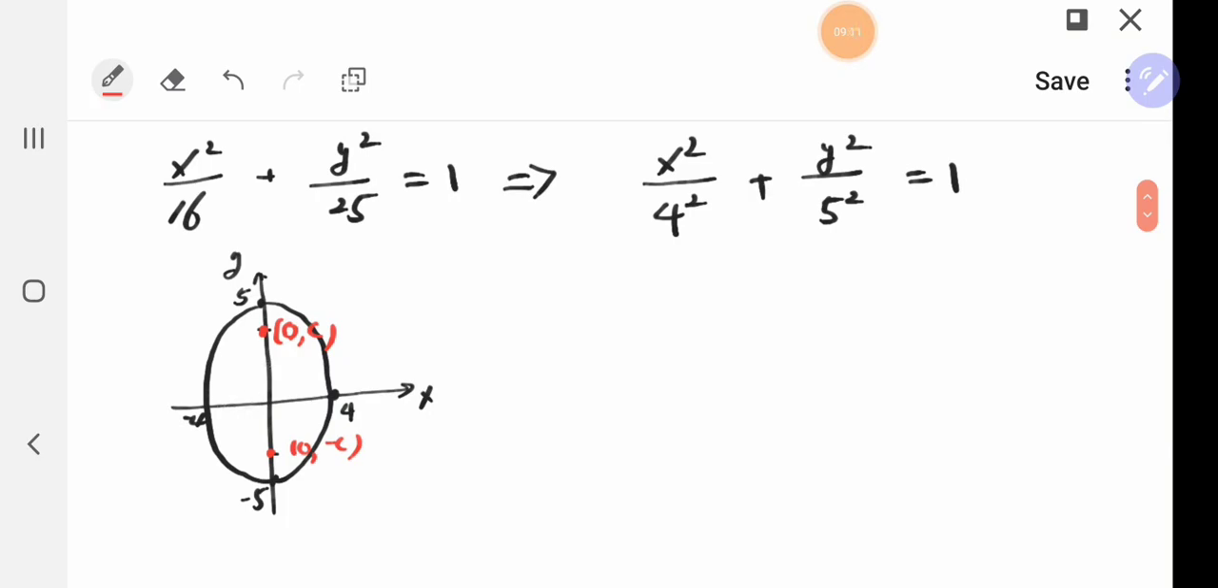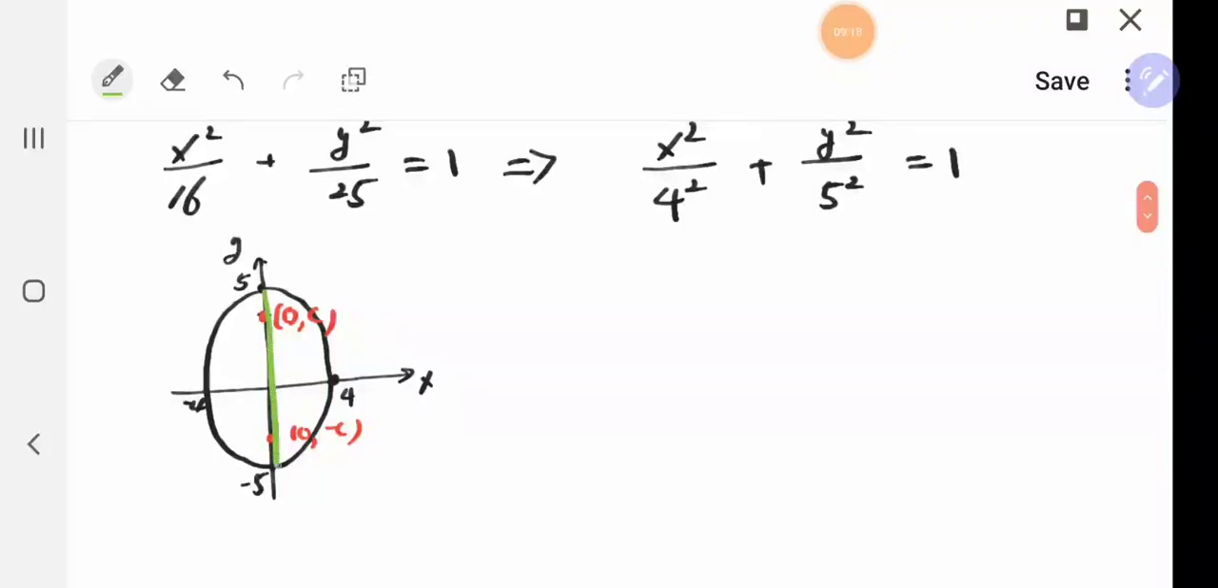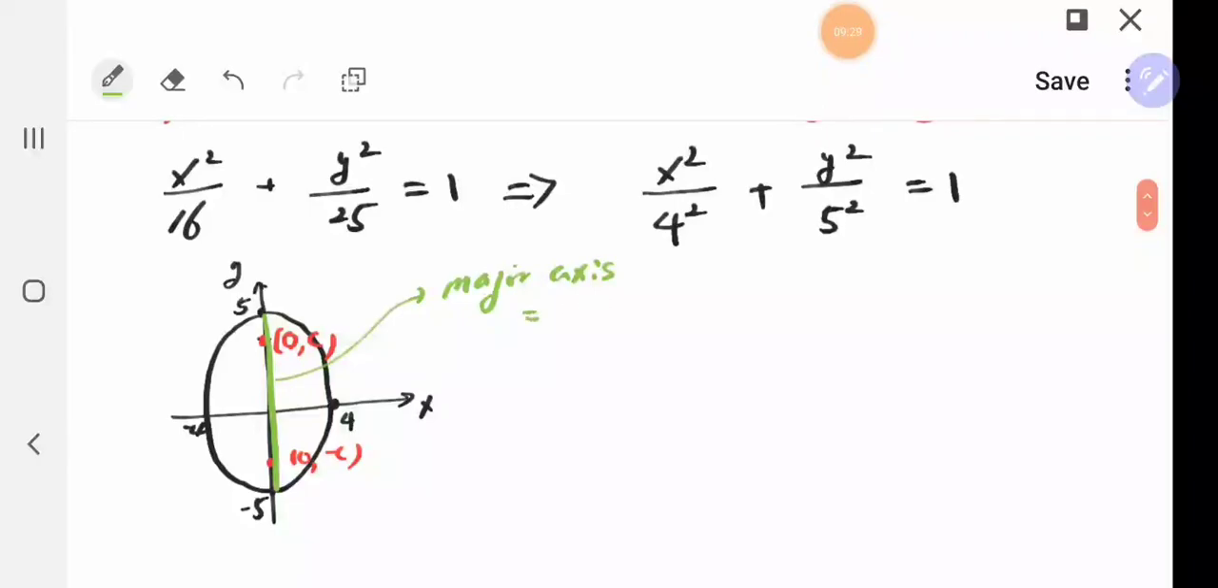The major axis starts from -5 to 5, and the length of the major axis is 5 plus 5. So the length is 10. And this will be the minor axis. The length will be 4 plus 4, which is 8. In this case, the major axis length is 10 and the minor axis length is 8.